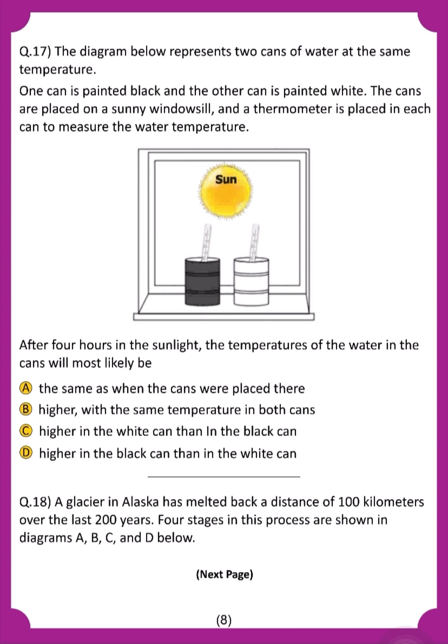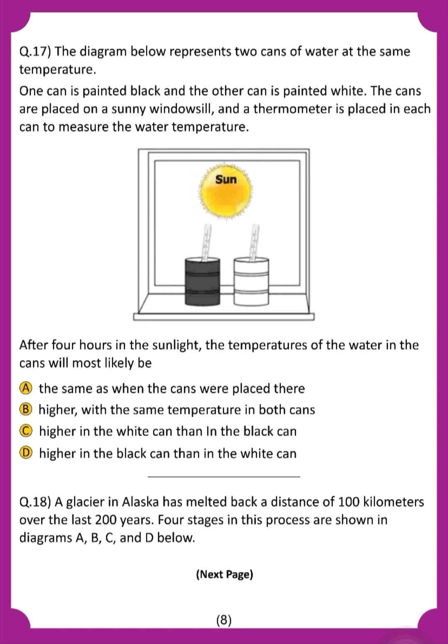Question number 17. A diagram is given over there and a comprehension passage. You have to read it and tell the temperature of water in the cans will most likely be... Which option? Option number D, higher in the black than in white, because dark colors absorb the heat.